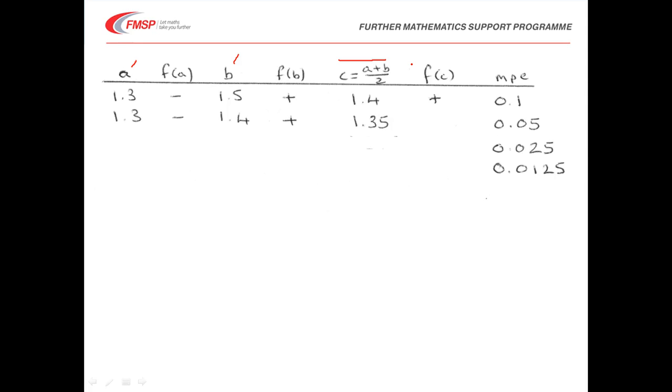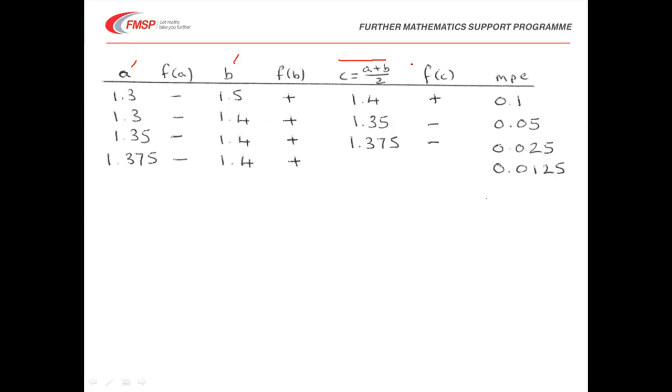So that's 1.35. So we've got 1.35, we substitute it into the function, and that's negative, which tells me I'm going to replace the 1.3 with the 1.35. The 1.4 stays as it is, and halfway between those is 1.375. And by this stage you might end up adding the two values and halving the result to get that. And then I substitute that into my function, and that gives me a negative. So I know that I'm replacing that one with 1.375, and the 1.4 stays as it is.